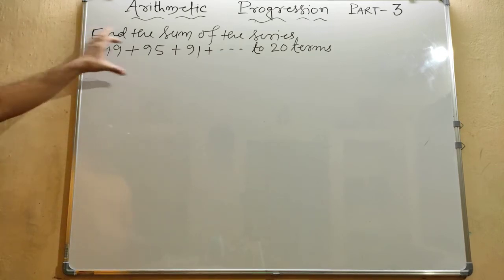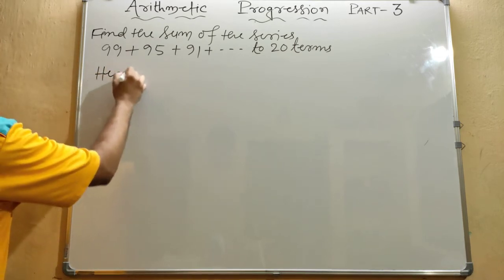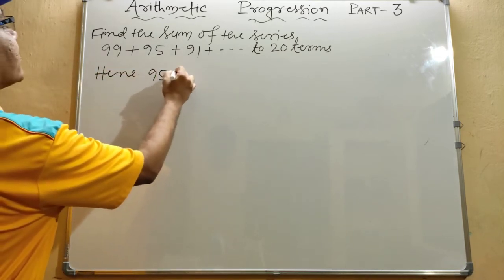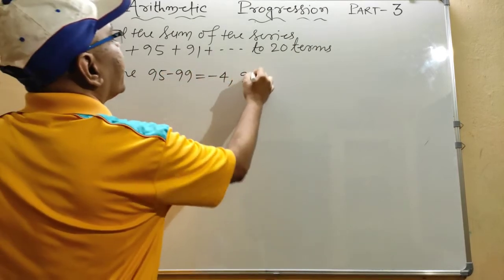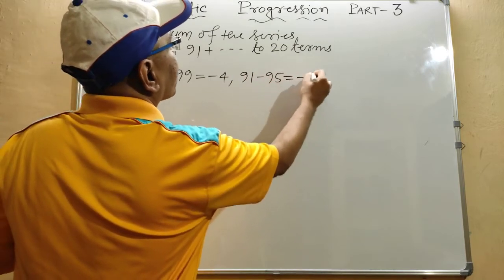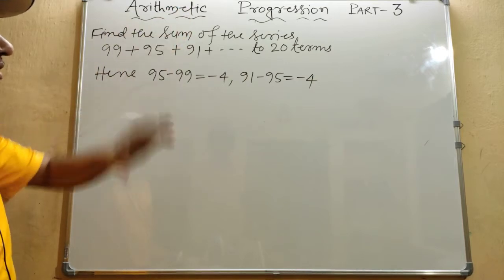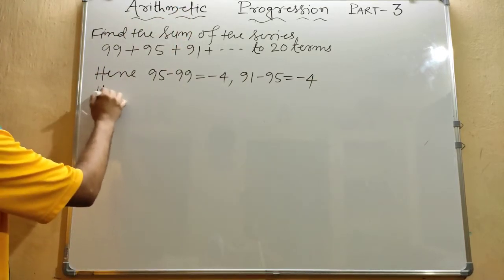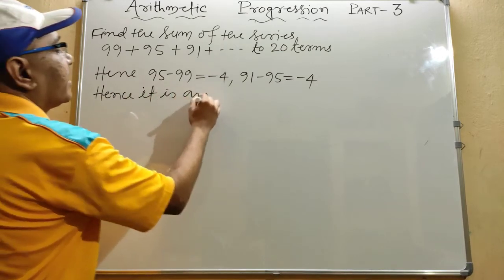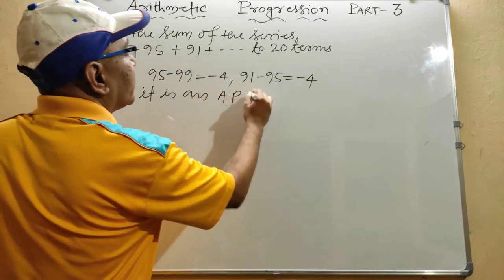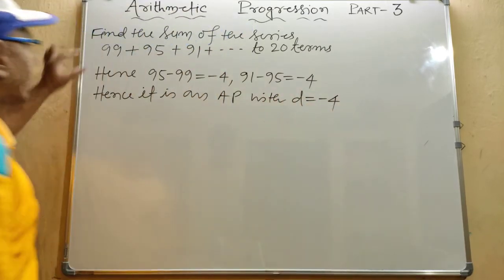First of all, check whether it is in AP or not. Here 95 minus 99 is minus 4. 91 minus 95 is also minus 4. And hence it is in AP, because the difference of any term and its preceding term is always constant. Hence it is an AP with common difference minus 4 and first term 99.